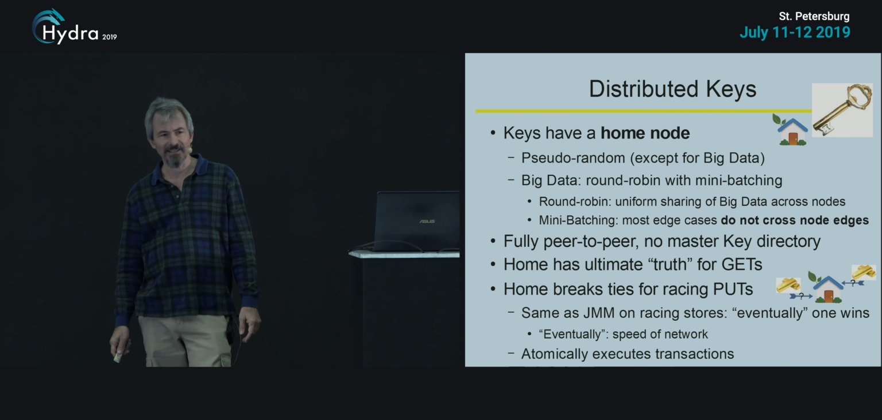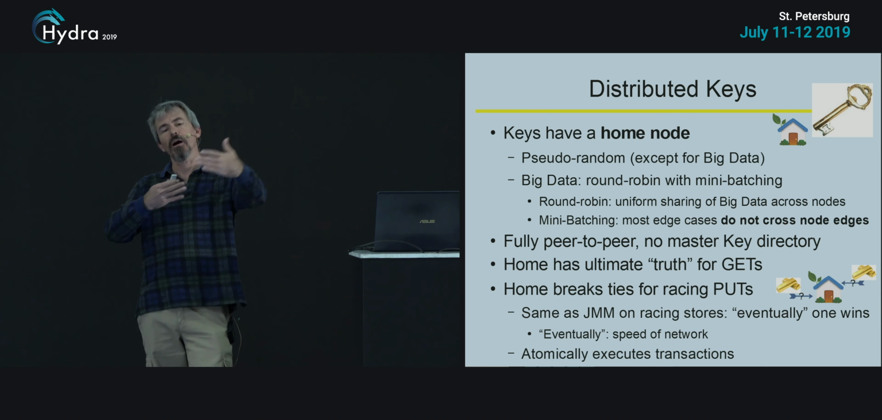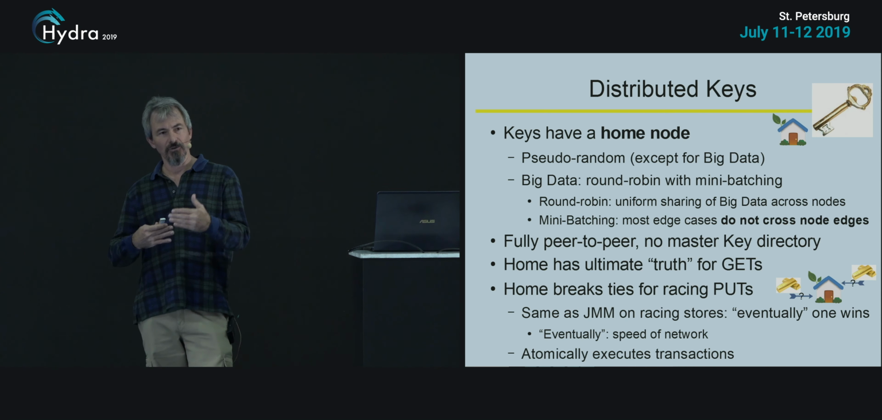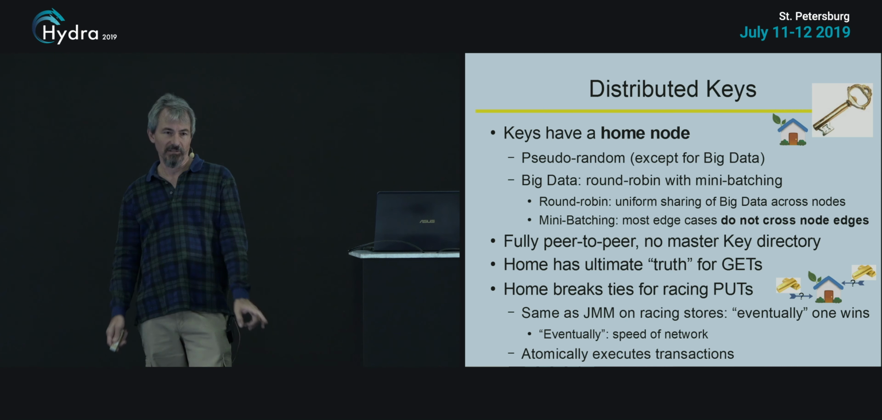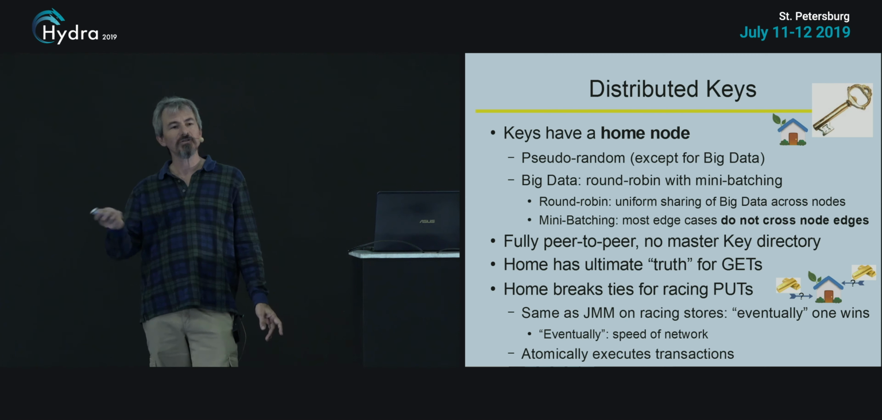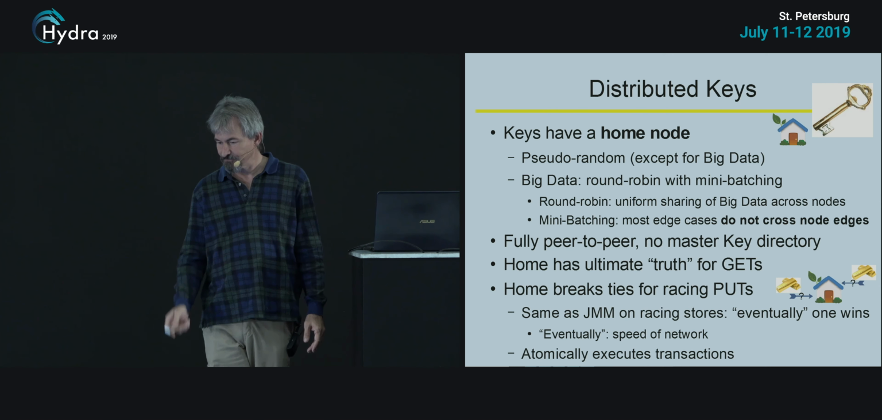You do mini batching because you get a lot of edge cases. You do stencil calculations, you get edge cases where you walk off a chunk of data. Most of the time, that edge case walks onto a piece of data that's still local, and so the cross-node communications for chunks of data, most of the time, remains local. So it's an efficiency hack for doing stencil calculations.